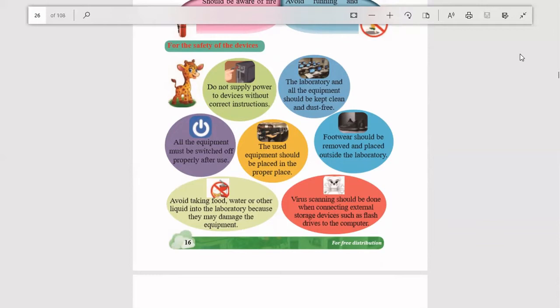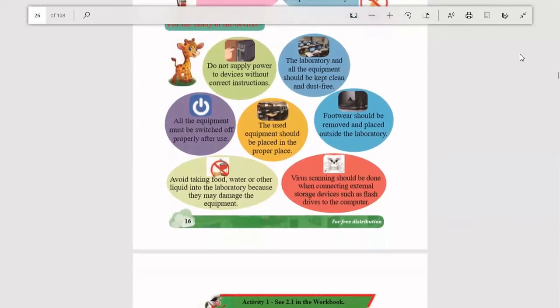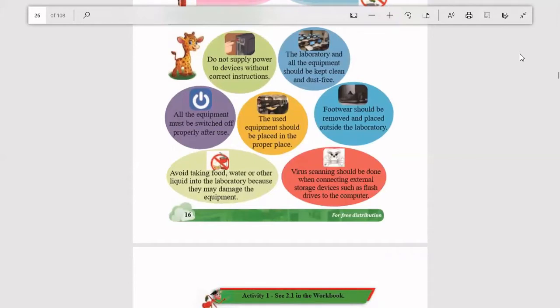And always try to keep the laboratory and all the equipment very clean and dust free. Most of the computer labs do not allow footwear because dust can cause different issues. And all this equipment must be properly shut down, especially computers, and switched off after you use it. And if you use the computer equipment, after that you have to keep it in the proper place. Don't put it everywhere because this is a public place where a lot of people will come and use it. If you put things here and there, it's very hard to find.